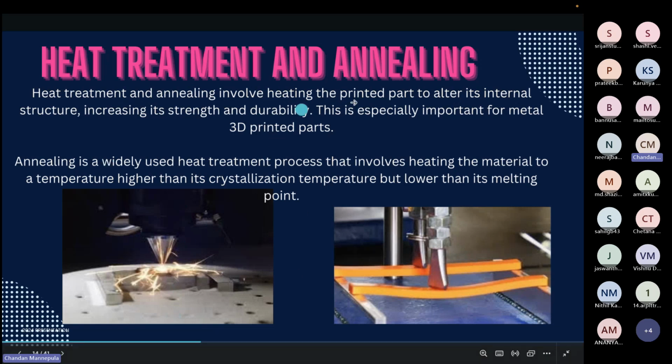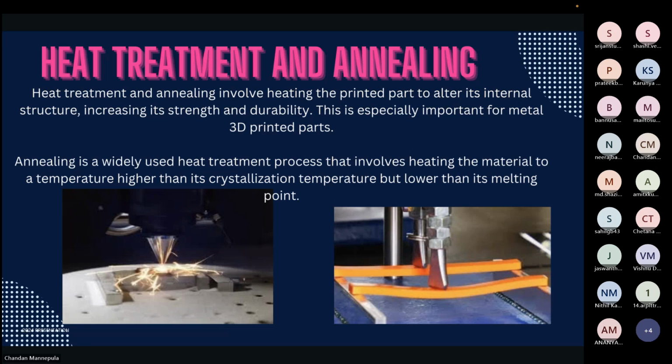Can you guys say how objects are printed using SLM? Okay, can you say the full form of SLM and how SLM works? Selective laser melting. Yeah, selective laser melting. Yeah, how does it work? It uses a laser beam to melt layers of powder to create a product. Yeah, exactly. That's correct. We use the laser to melt the powder and build the desired 3D model, right?